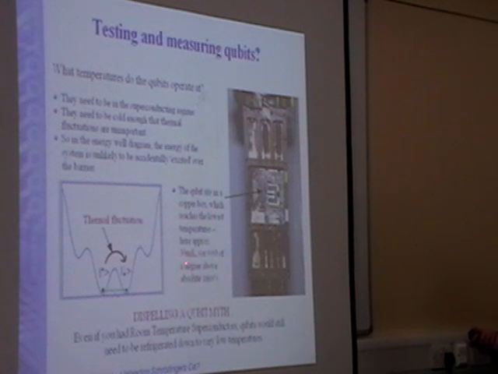So we take the qubits down to below about 30 millikelvin, which is 0.03 of a degree above absolute zero, and at that temperature they work well and they form nice quantum states. So these are the temperatures that we work at in this particular system.